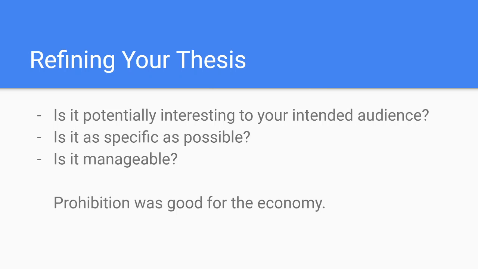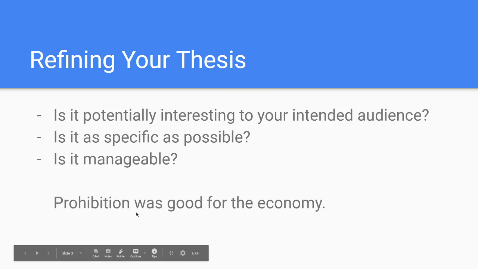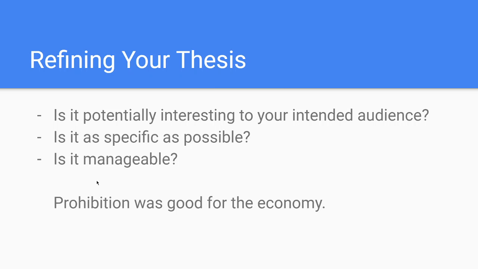So I have this same thesis here, Prohibition was good for the economy. I would say that this is not a very manageable thesis, regardless of how long my paper is. Because first of all, it's not specifying what type of prohibition we're talking about. Is this the prohibition of alcohol from the 1920s and early 1930s in America? Is it the current prohibition of marijuana and other drugs? What kind of prohibition are we talking about? And it really doesn't even specify America. So what country are we talking about? What time period are we talking about?